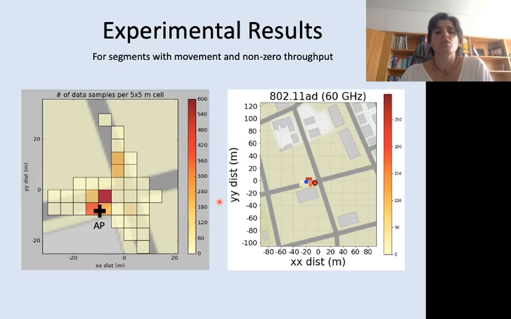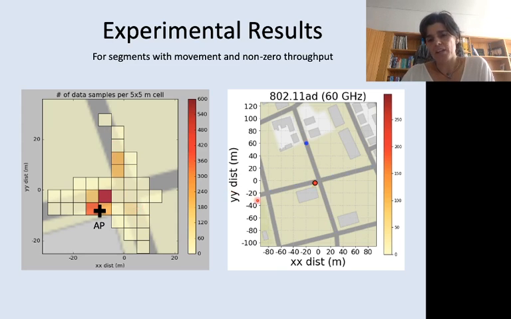So first, let's look at a geographic representation of these high throughputs. On the left, you can see a heat map. Most of the samples we have with movement and high throughput are, of course, close to the access point. But you can also see here that there are these cells, especially in this street going up, that have quite a lot of samples with throughput.